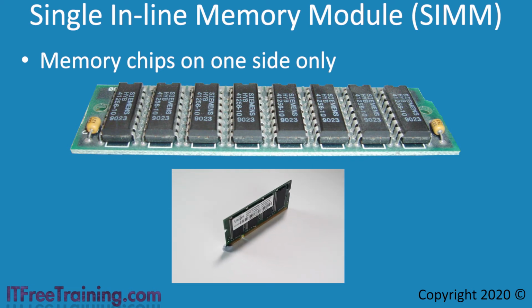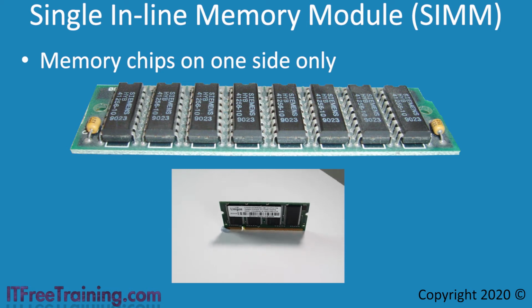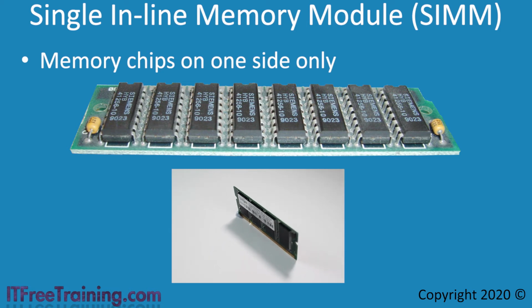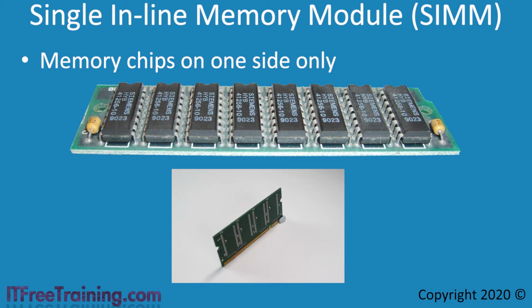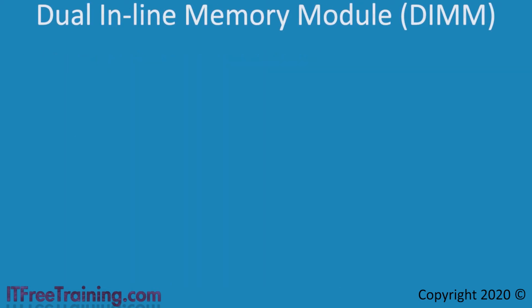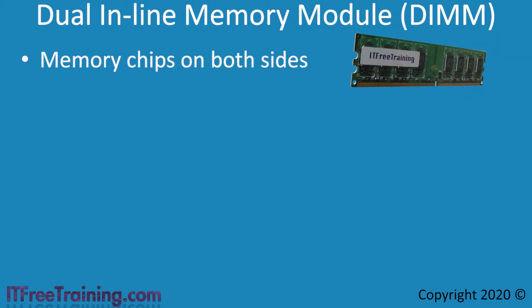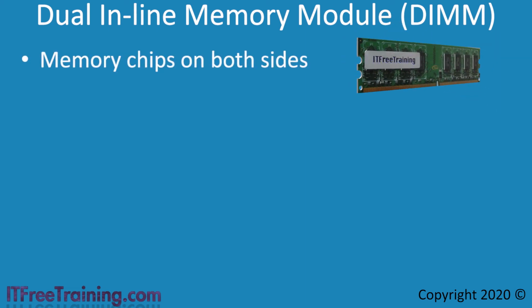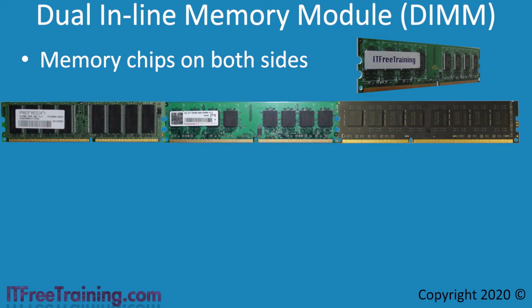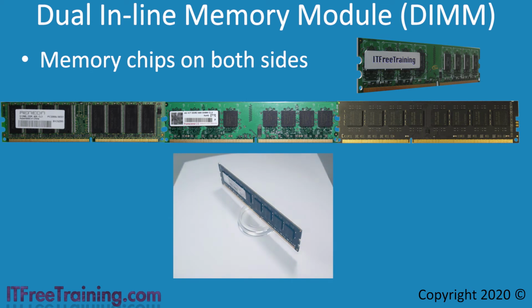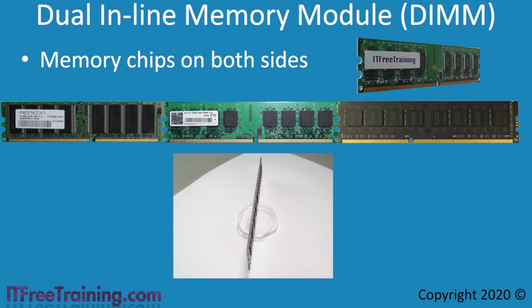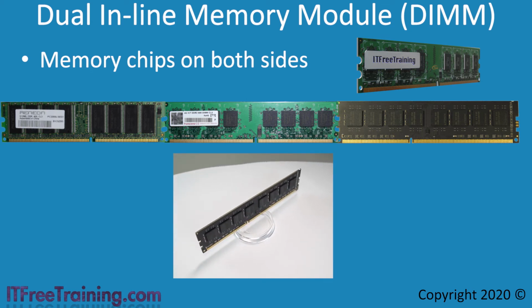Using both sides increases the amount of chips on the memory modules, and thus increases the amount of memory that it can store. Also, having these chips increases the amount of data that can be transferred at once. Having memory chips on both sides is called dual inline memory module, or DIMM. You can see some examples of a few DIMM memory modules. Nowadays, you will find that generally all memory modules are double-sided.